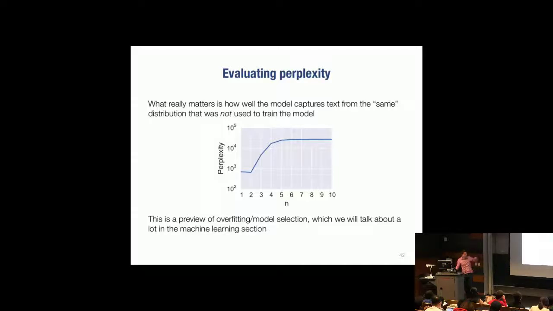Okay, and again, this is a preview of the underfitting and model selection stuff, which we're going to talk about a lot more in machine learning. So you might want to select a model of n equals 2 based upon this. And so we'll talk about more rigorous ways to go about selecting different model parameters.